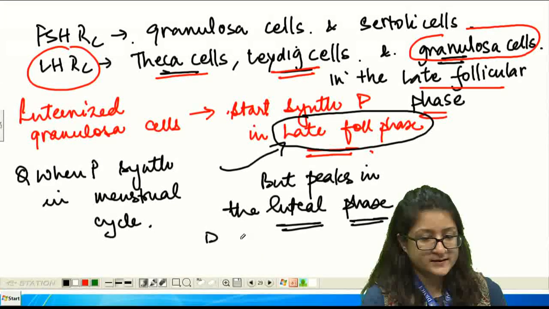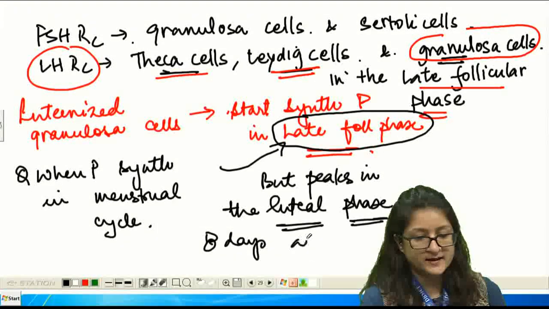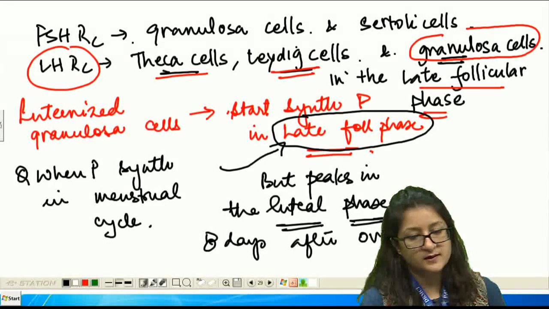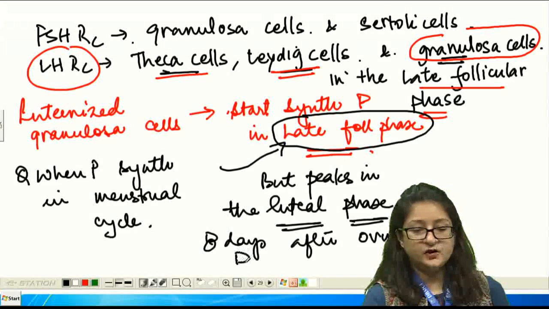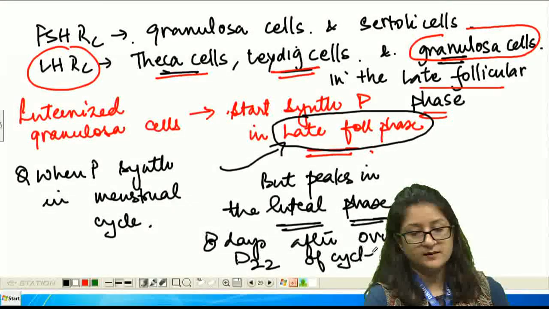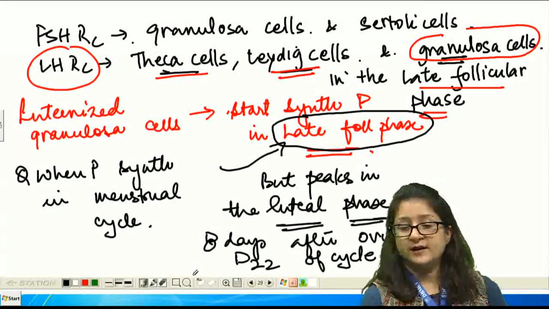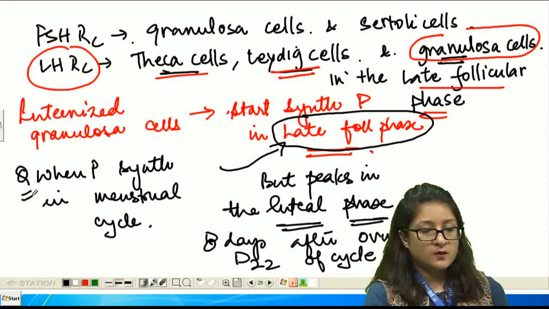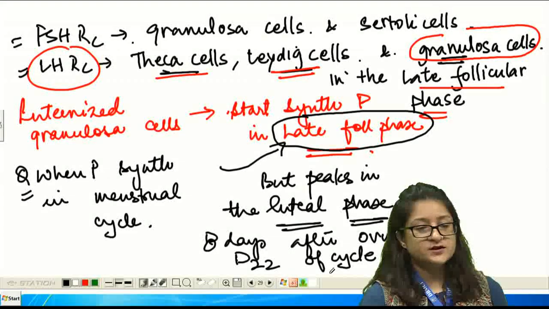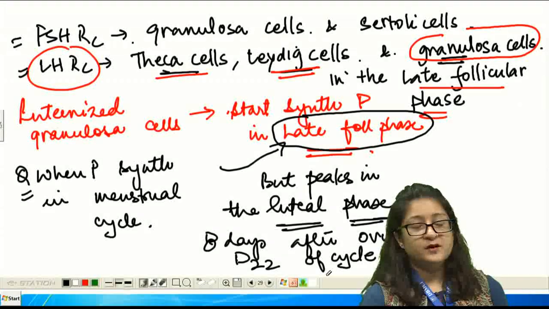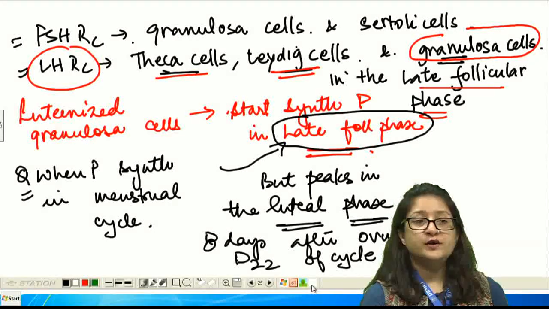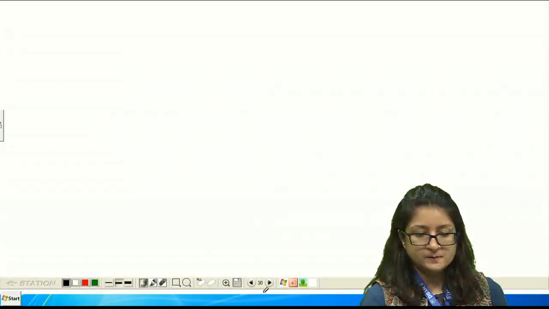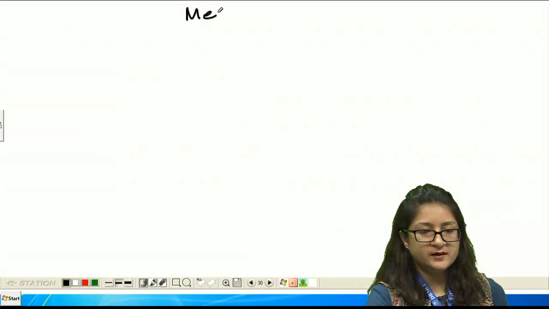That is when, 8 days after ovulation, that is day 22 of the cycle, the progesterone production is peaking. Now let us talk about the menstrual cycle, because the menstrual cycle is a very important topic, and that is why I want to give you the details that you should remember. Let us talk about the menstrual cycle in detail.